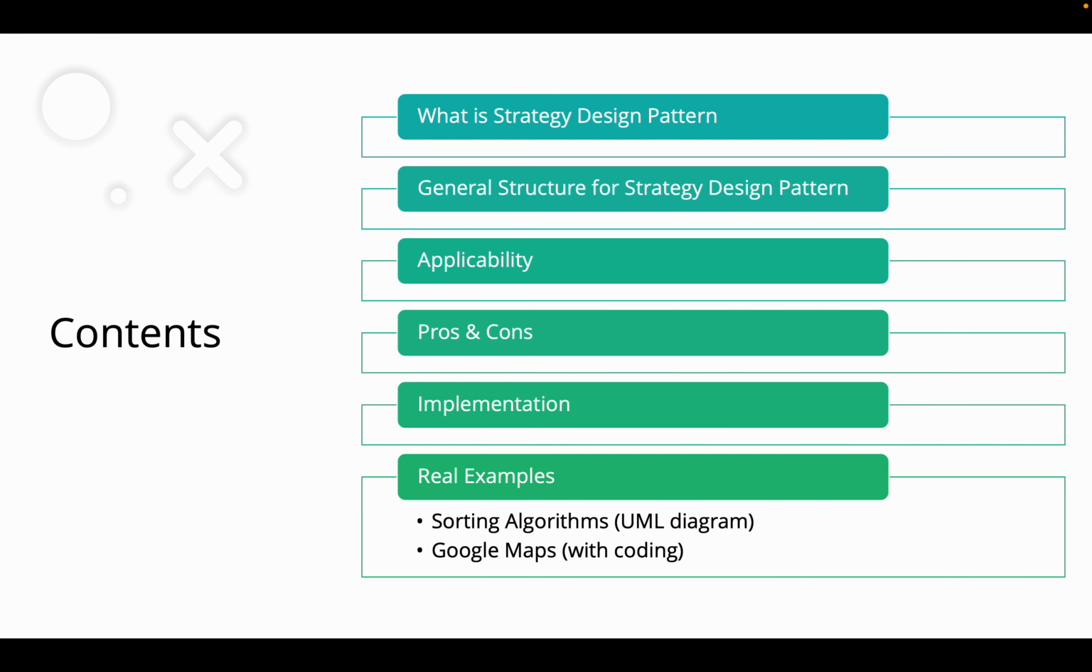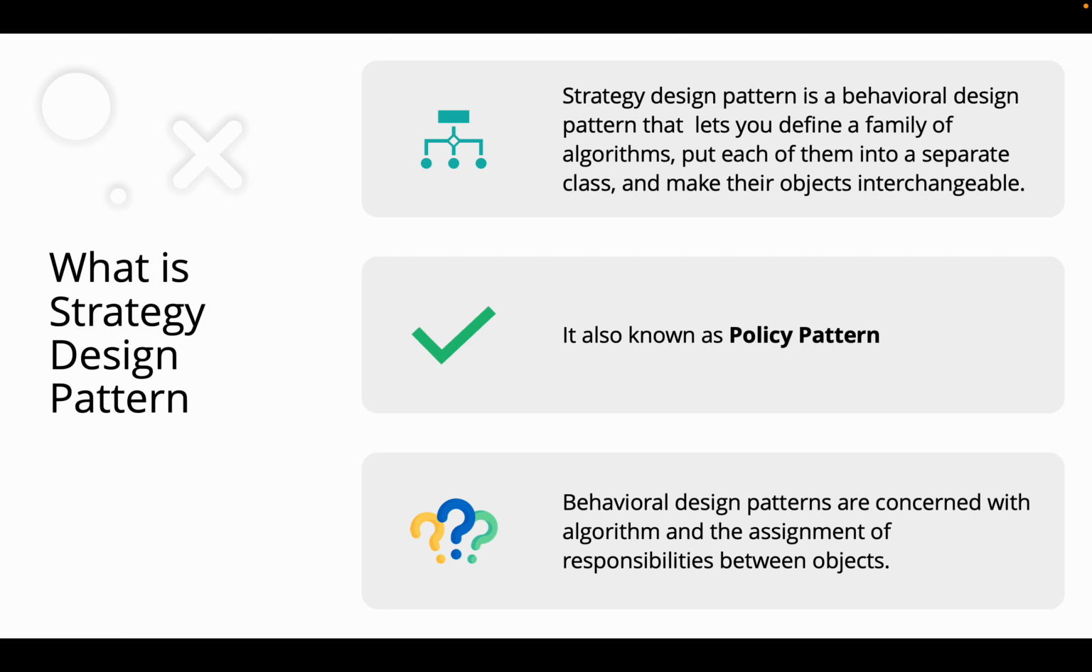Then we will switch to the real examples. I prepared two examples for you. First one is sorting algorithm, which I prepared the UML diagram and I will explain the idea behind it. Then we will go to the Google Maps and we will try to code it as simple as possible.